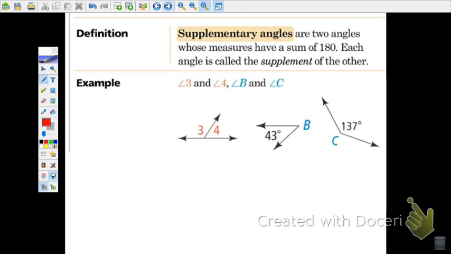Again, with the examples, 3 and 4 are adjacent angles, and we know they're supplementary because they form that straight angle when we combine them, and we know a straight angle is 180. With angles B and C, they give us the angle measures. So we know that 43 plus 137 equals 180. So we know they are supplementary. So again, two different ways that you can see those angles.